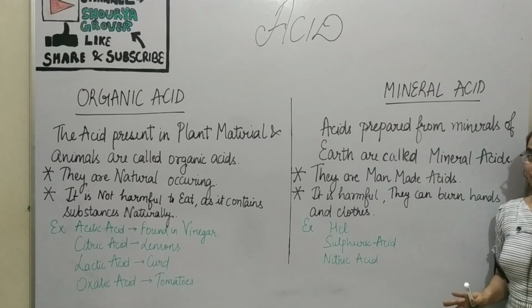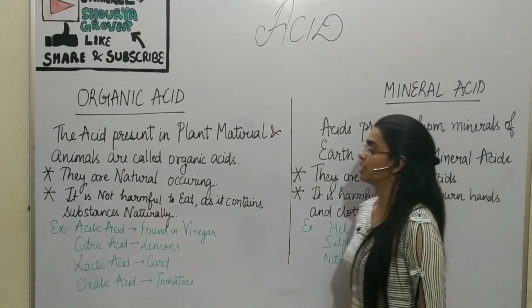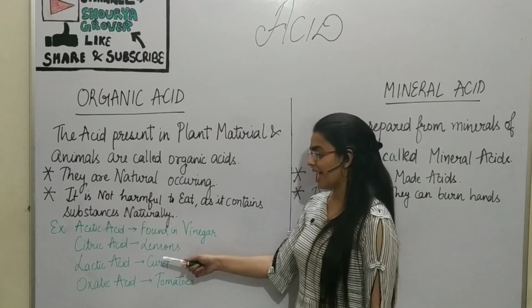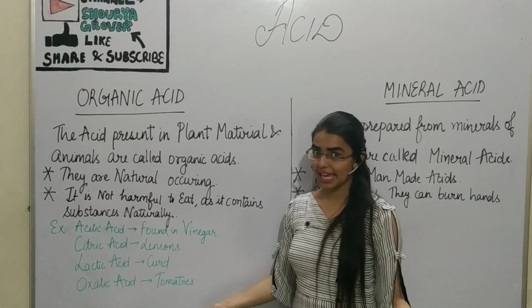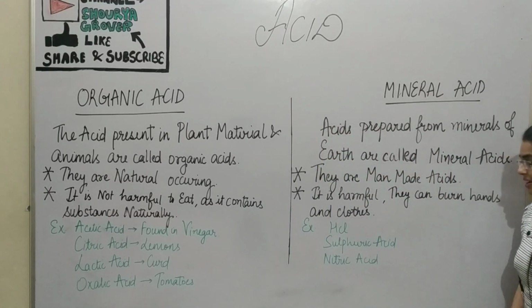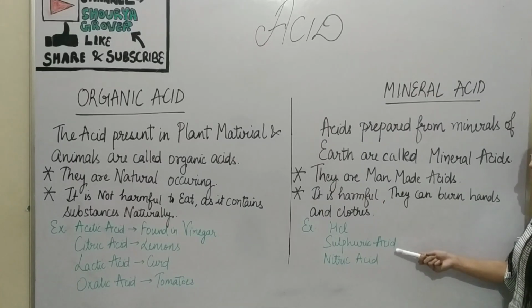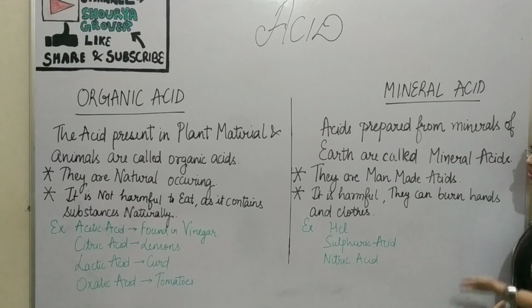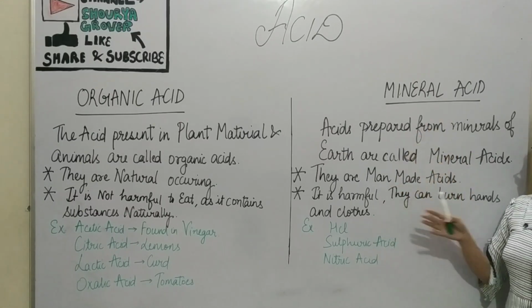Now, the examples of organic acid were acetic acid, citric acid, lactic acid and oxalic acid. But the examples of mineral acid are HCl, sulfuric acid and nitric acid. So you can learn them together by making it in the form of a table.